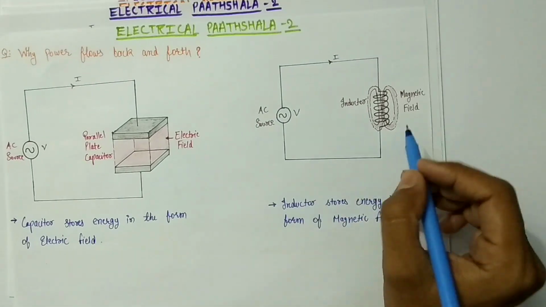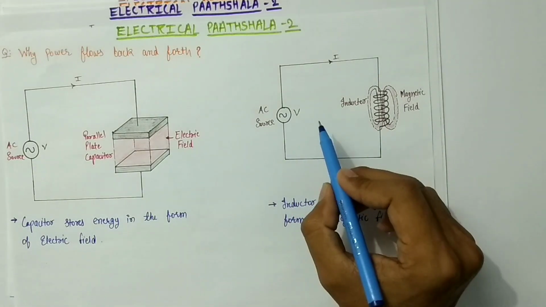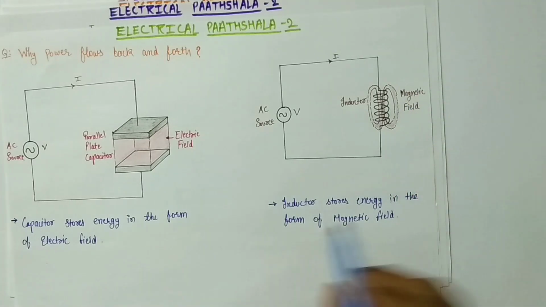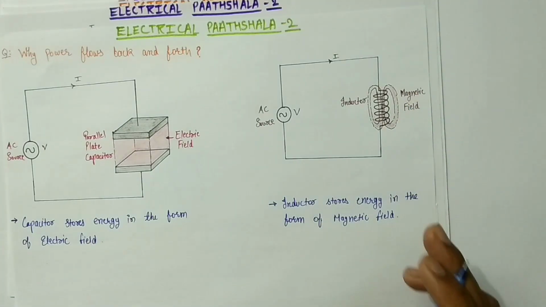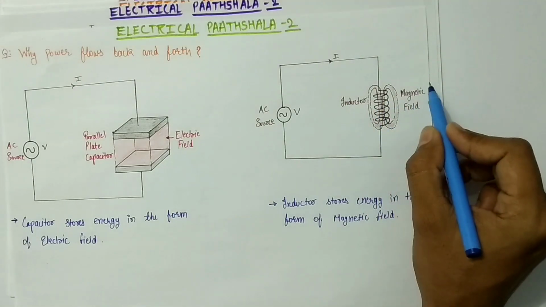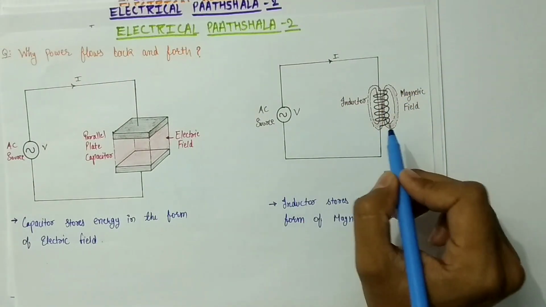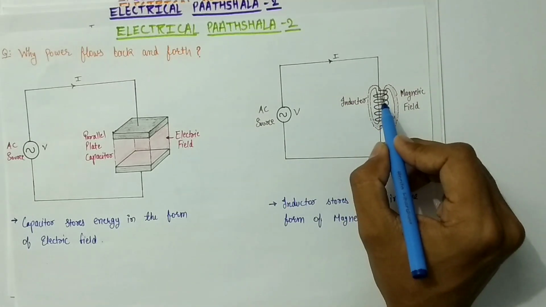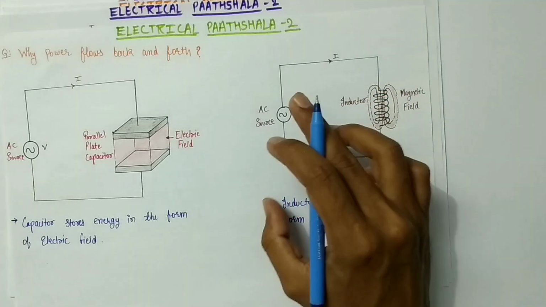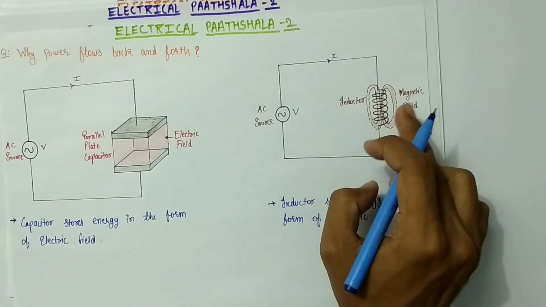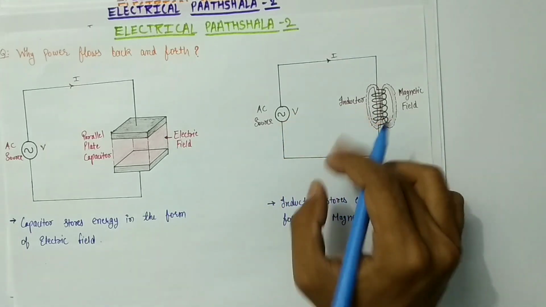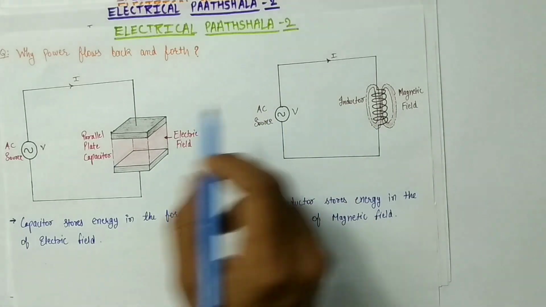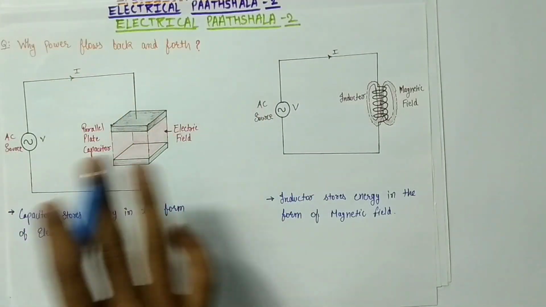Similarly, what happens in the case of an inductive load? So during the positive half cycle, this inductor will store the energy in the form of magnetic field, because we know that inductor stores energy in the form of magnetic field only. Now during the negative half cycle, this magnetic field will collapse, and whatever energy is stored in this inductor will be released back to the source, and hence the power will start flowing from the load to the source, and we will get a negative power. So in this way the power is going back and forth between the load and the source. So you know now why power flows back and forth.